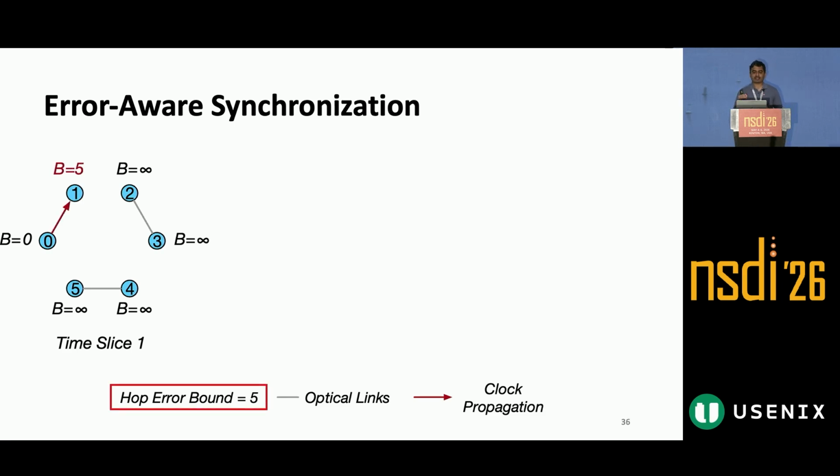In the first time slice, every node looks for neighbor nodes that can reduce its error bound. So in this case, for node 1, node 0 can reduce its error bound. So node 1 will synchronize with node 0 and it will inherit node 0's error bound of 0 with the addition of the hop error bound because of one sync operation.